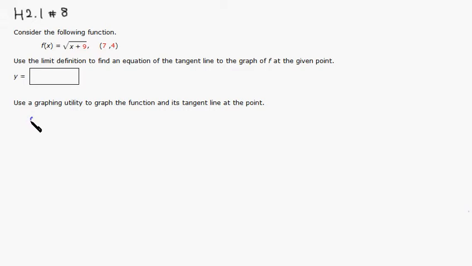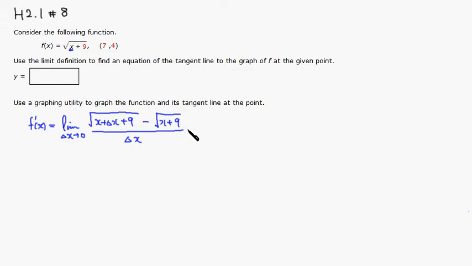So we have f prime of x. Let's use the definition: the limit as delta x approaches 0 of the square root of (x plus delta x plus 9), minus f of x, which is just the square root of x plus 9, all over delta x.